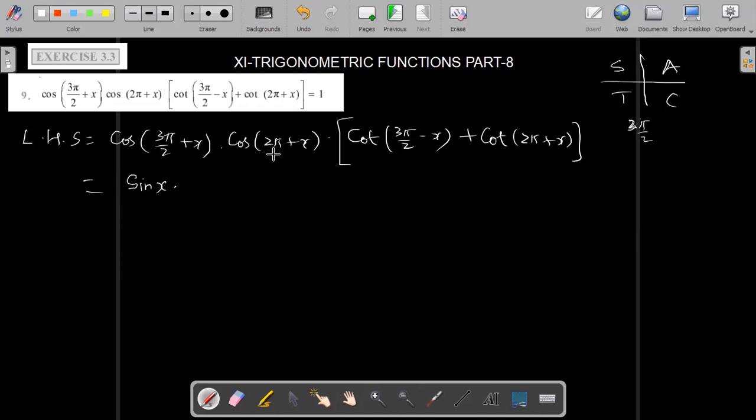Similarly, cos(2π, means 360, + theta): 360 plus theta is the first quadrant, all positive, so cos x. Similarly, cot(270 − theta) is in the third quadrant. In the third quadrant cot is positive because tan is positive, but for 270 cot will change to tan. So this will become tan x, plus cot(2π, means 360, + theta), first quadrant, cot theta, cot x.